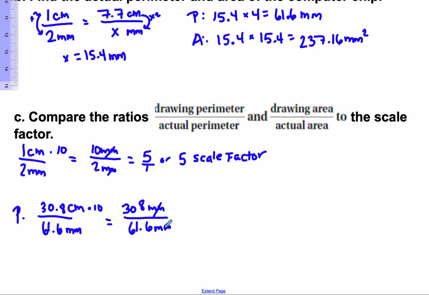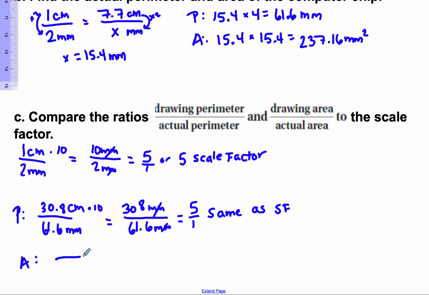Let's see how that divides out if I take my numerator and divide by my denominator to compare. And I get exactly 5 over 1. Okay, so that is the same as the scale factor. Now I'm going to do the same thing, but with the areas.